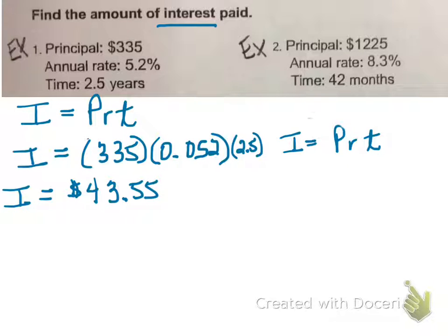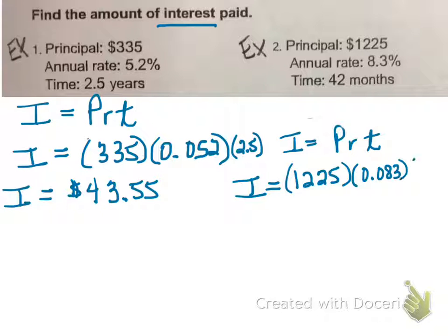Example 2, again, we're under the same set of directions, so we're finding interest, so we know to use the formula I equals PRT. So we're going to do I is equal to the principal, which is 1,225, times your rate as a decimal, which is going to be 0.083, times your time in years. Well, they're giving us our time in months. So we're going to have to take 42 months, and divide that by 12.